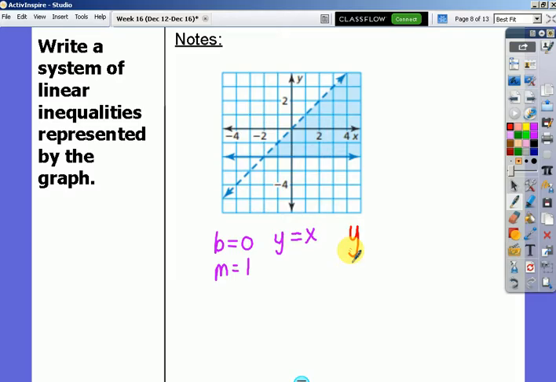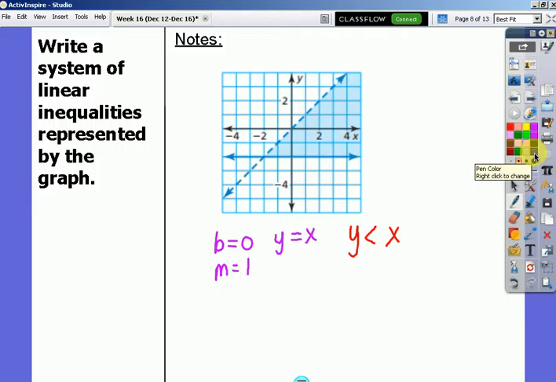Below, right? It's below that line. So I'm going to have something facing away from my y. Now, is that solid or dotted? Dotted. So it's going to be less than x.